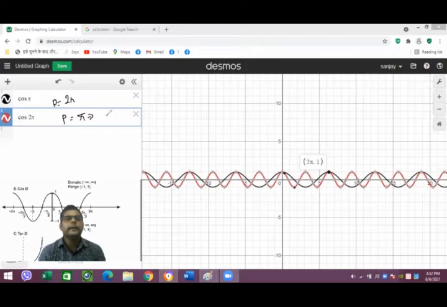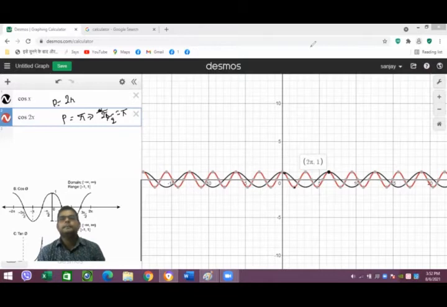Okay, then how did it happen? Actually, cos has period 2 pi, and then this 2 pi is divided by 2 to make it pi mathematically. In this way you can see.